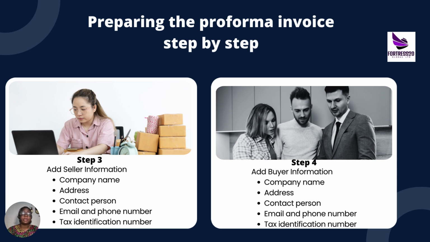This will typically comprise of the company name, the address, the contact person in the company, the email and phone number, and the tax identification number. Step 4 is similar to step 3, but in step 4, you are adding the buyer information, which also consists of the company name, the address, the contact person, the email and phone number, and the tax identification number.